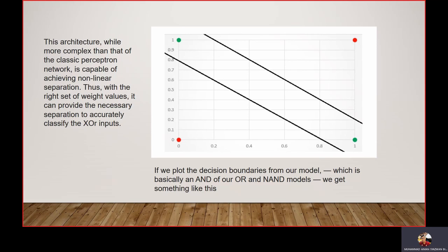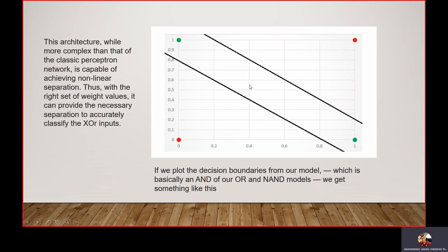So when we finish the NAND part and the OR part, this architecture, while more complex than that of the classic perceptron network, is capable of achieving nonlinear separation. Thus, with the right set of weight values, it can provide the necessary separation to accurately classify the XOR input. Okay, if we plot the decision boundary from our model, which is basically from the OR and NAND models, we can get something like this, which has two lines in the middle between the green dots.